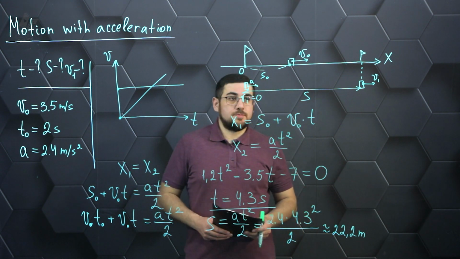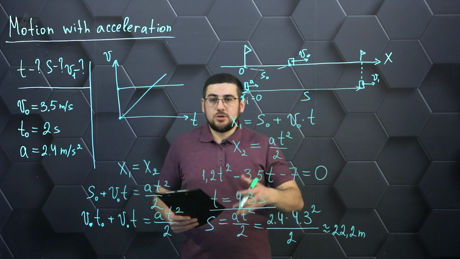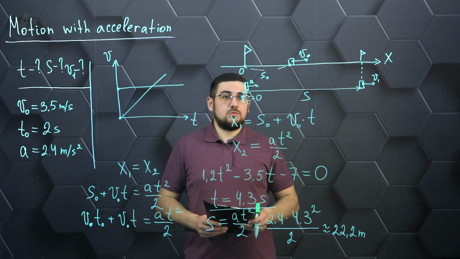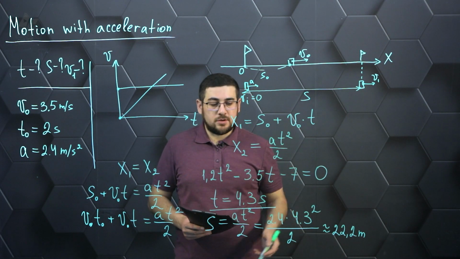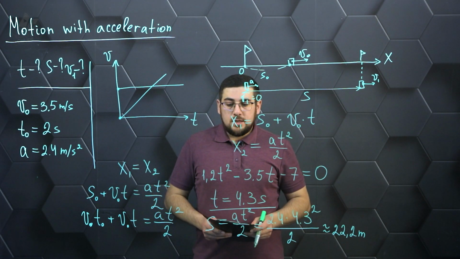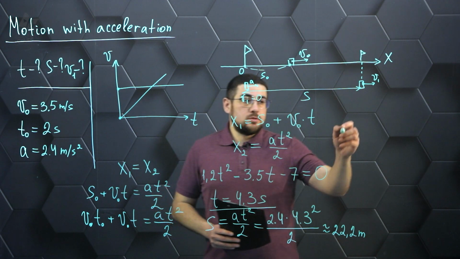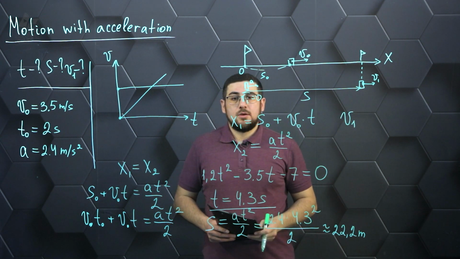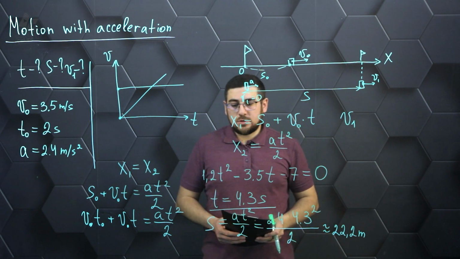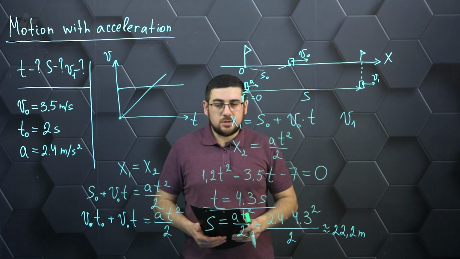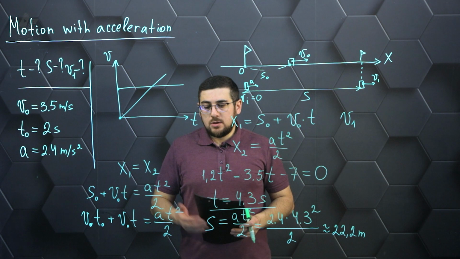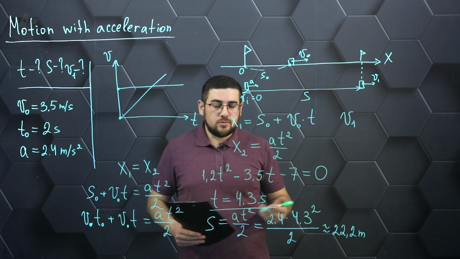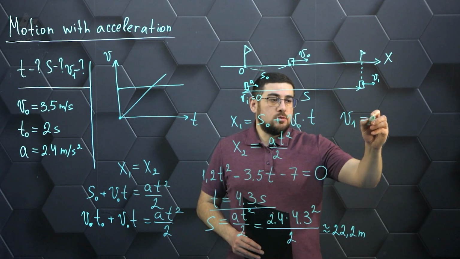Here, by the way, both the path and the displacement will be equal because the movement was in one direction. Therefore, the displacement will also be equal to 22.2 meters. And the final question is speed. What speed has the second cyclist gained? Here we can solve in different ways, because we already know the displacement traveled by the body. We know the acceleration of the body, the time. So there are different ways. Well, let's choose probably the simplest one.